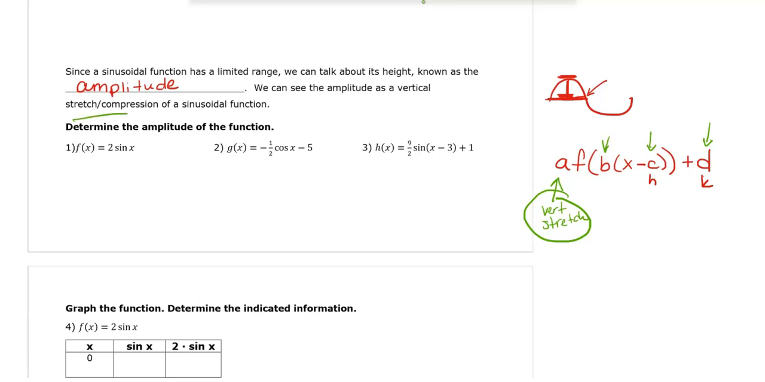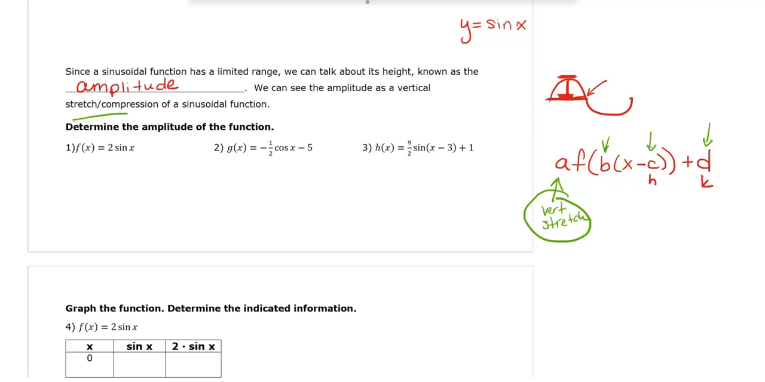So this vertical stretch part right here, that's exactly what we were talking about for amplitude. So the number that's out in front of your function is what's going to define your amplitude. So if I consider my parent function of y equals sine x, for example, my amplitude is 1. That number in front is 1. It goes up to 1. It goes down to negative 1. Now, if I come here, I have a 2 in front. It's going to go up to 2, down to negative 2. That's what my amplitude is.